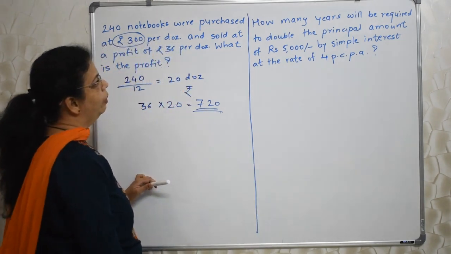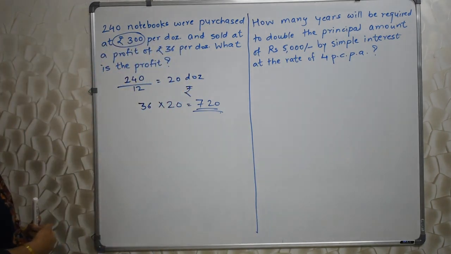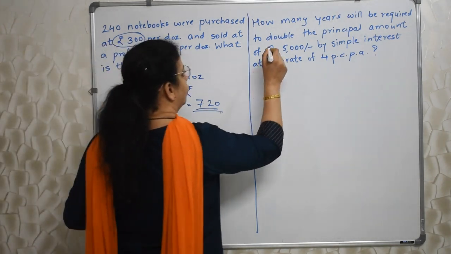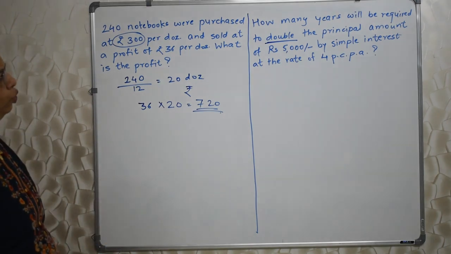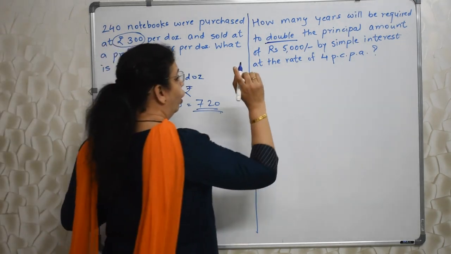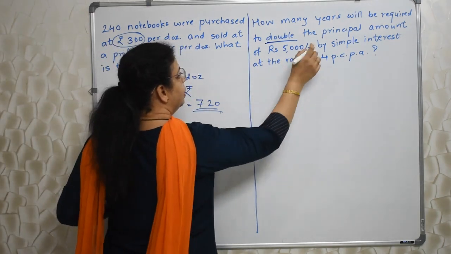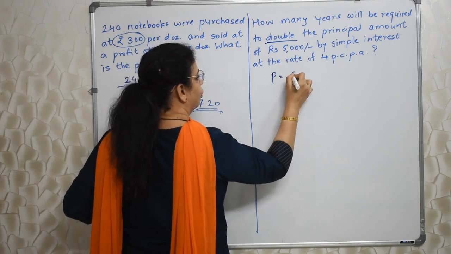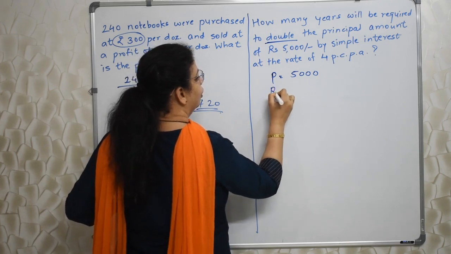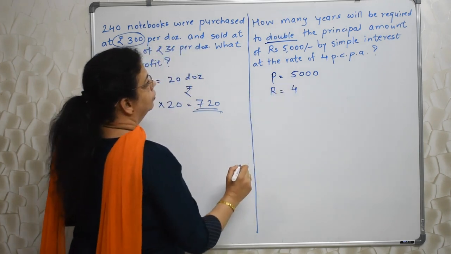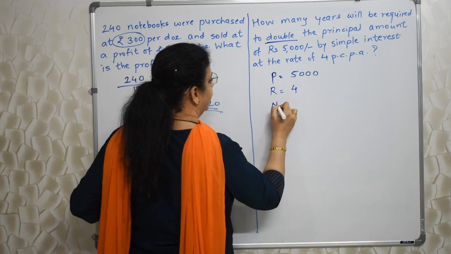Read this carefully. How many years will be required to double the principal amount of rupees 5,000 by simple interest at the rate of 4% per annum? Students, here what is troubling you is this word double. Why should you be afraid of this word? What is given to you? Write that. Principal amount दिया है, P is 5,000. R दिया है 4. Years पूछा है, right?